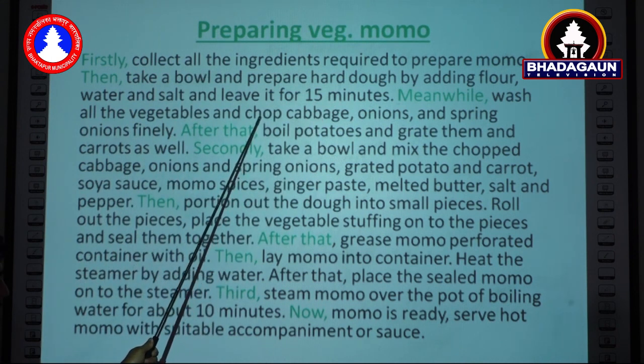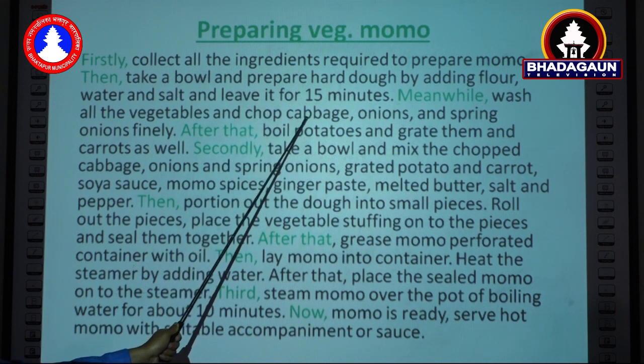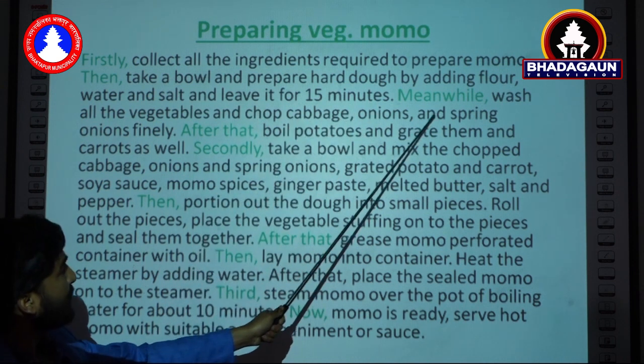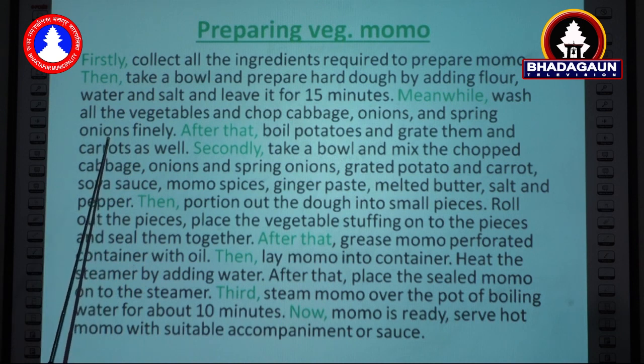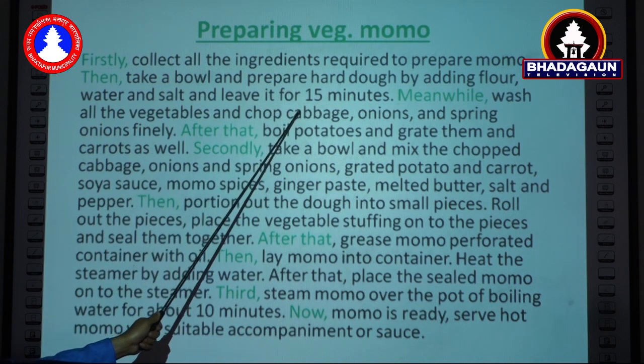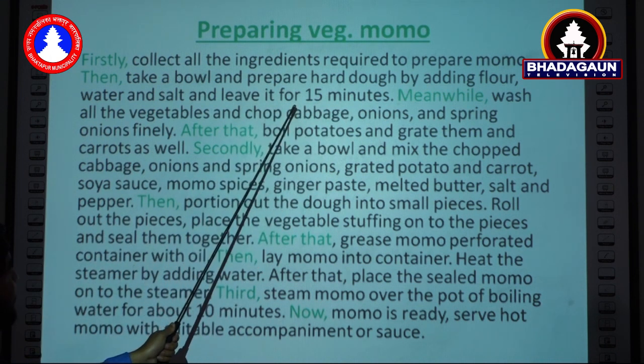This chop we have already discussed in the kitchen verbs. Cabbage, onion, and spring onion. Spring onion means green onion, right? You can add more than this one. Just for example, cabbage, you have to chop.